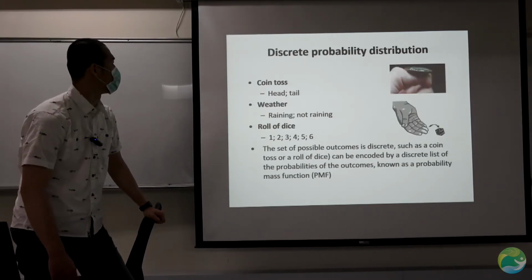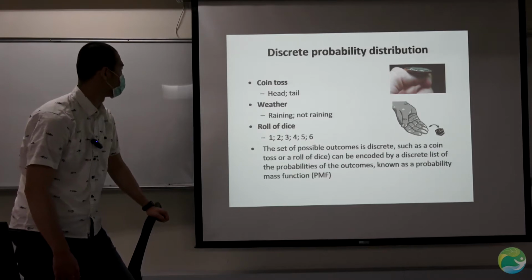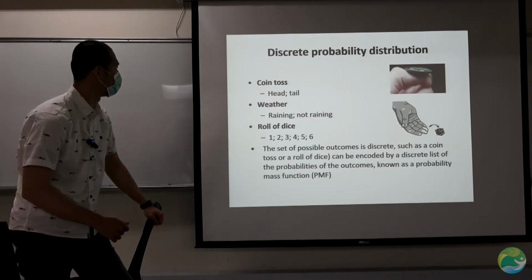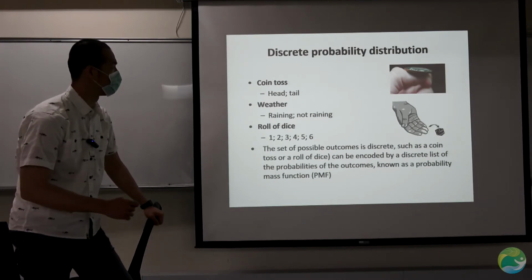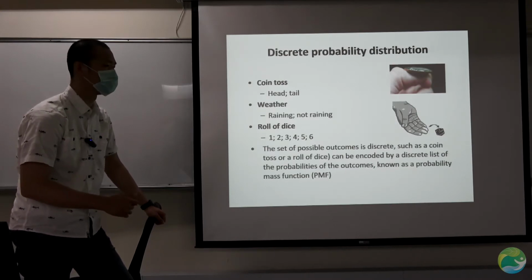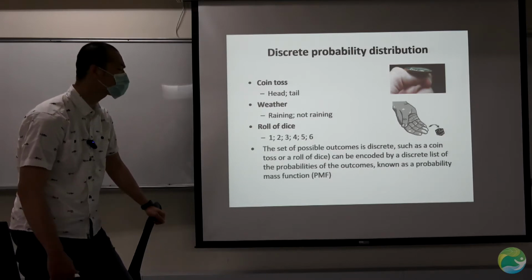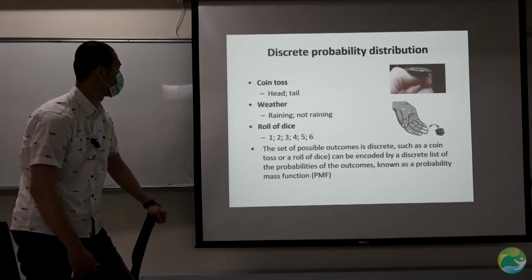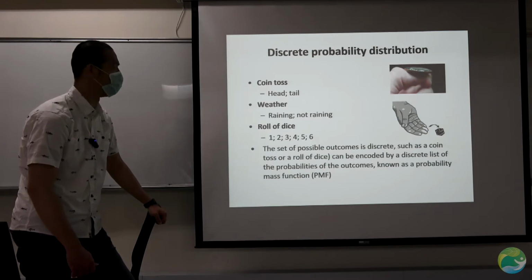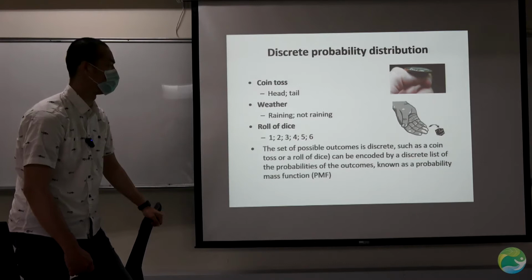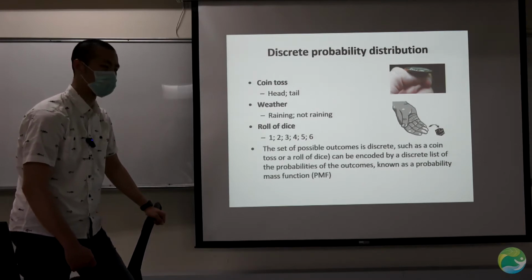Here is the discrete probability distribution in detail. For example, a coin toss, we can have the head or tail. If we are flipping the coin 10 times, we can have a probability distribution of the total number of heads up, right? Or the weather, raining or not raining, within 1 week, how many days in total this week are we going to have a raining day?